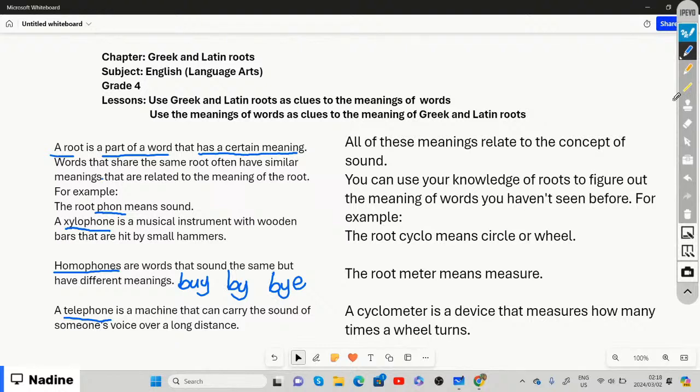All right. So basically, we have Greek and Latin roots, right? And so far, we have only spoken about roots, and we said that a root is part of a word that has a certain meaning, right? And words that share the same roots often have similar meanings that are related to the meaning of the root, right? We made an example of the root phone, and now the root cyclo as well as meter.